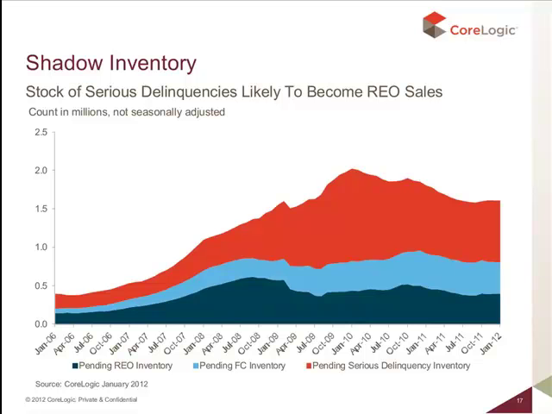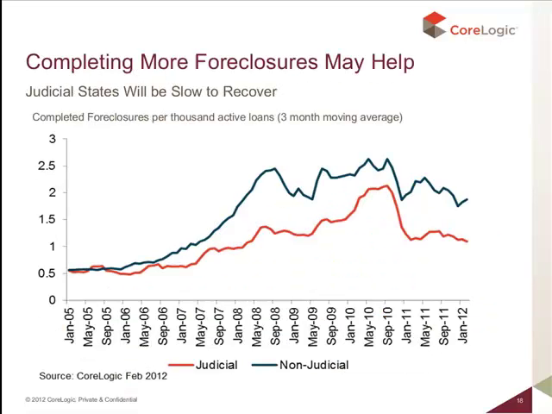So we expect, while the shadow inventory has remained relatively flat over the last year, other data that's leading this in terms of our roll rates and transition information are indicating the shadow inventory may, in fact, over the coming months begin to fall more precipitously, which is good news.